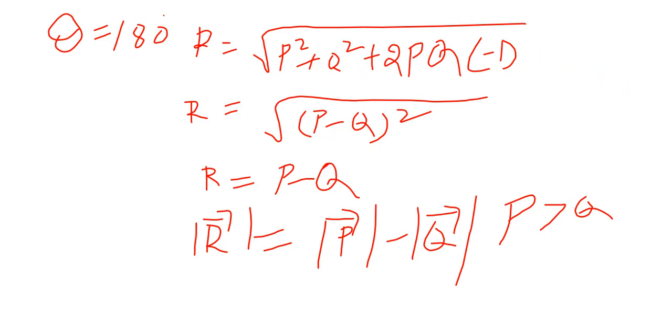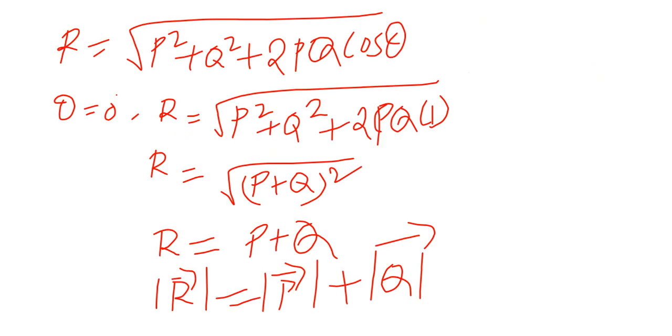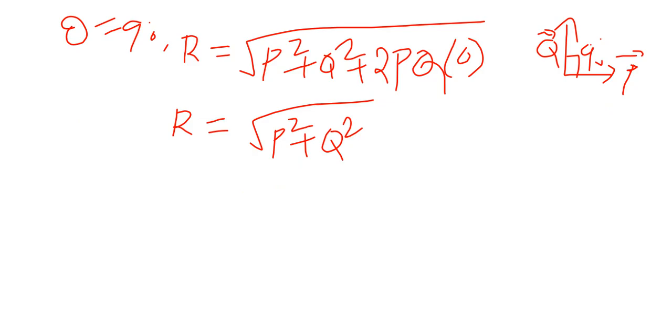Next case is when the angle between these two vectors is 0 degrees. That means they are in the same direction. Then the magnitude of this vector is P plus Q. So till now we discussed 3 different cases. Next one is the fourth one.